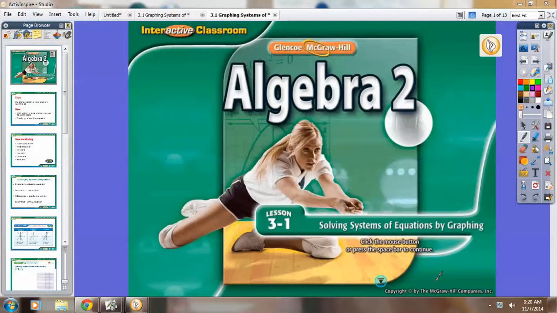Chapter 3 is on solving systems of equations. There are multiple ways you can solve a system. Do you remember what a system is, first of all? Let's think back.